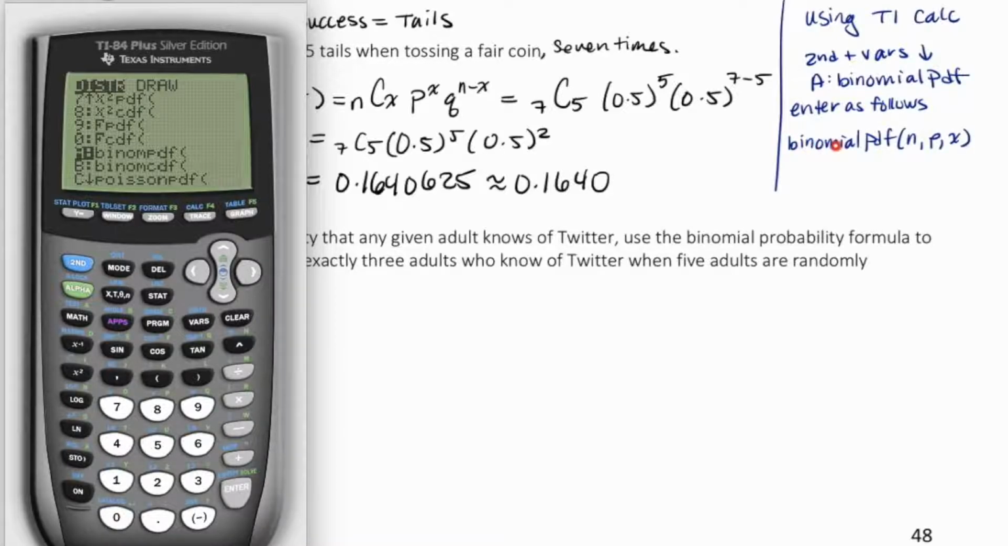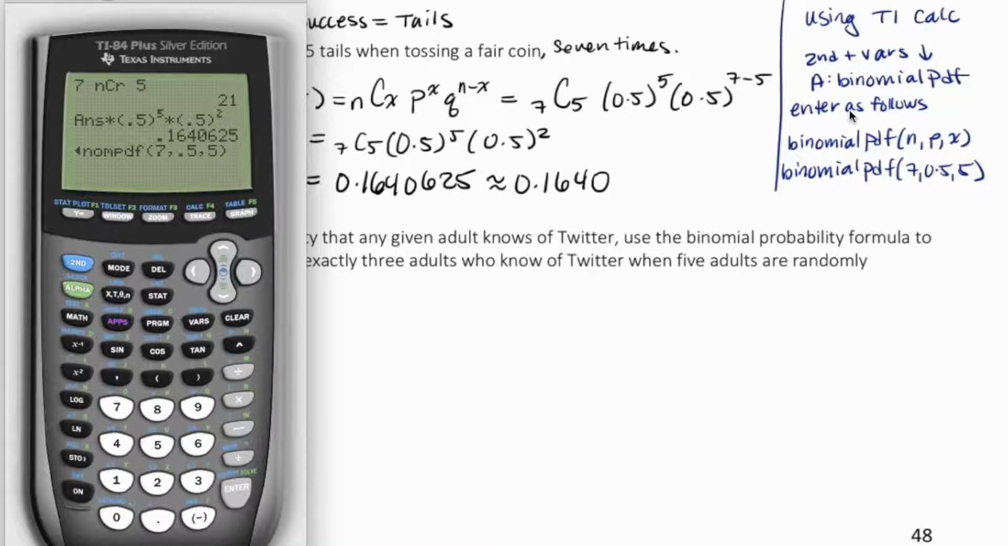You're going to enter binomial CDF. And then for number of trials, that's n, then your p, then your x. So in our case, we have 7 trials, a probability of 1/2, so 0.5, and we're interested in exactly 5 successes, and then paste. And see how it labeled the parentheses, just as I have this labeled here. And hit enter.